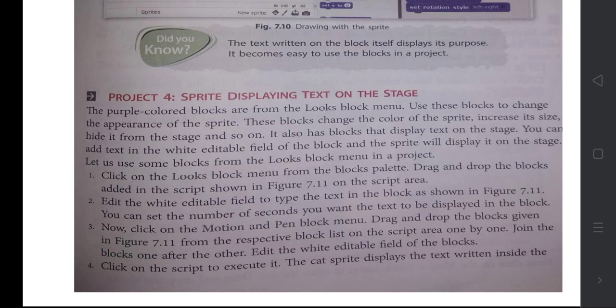The purple colored blocks are from the looks block menu. Use these blocks to change the appearance of the sprite. These blocks change the color of the sprite, increase its size, hide it from the stage, and so on. It also has blocks that display text on the stage. You can add text in the white editable field of the block and the sprite will display it on the stage.